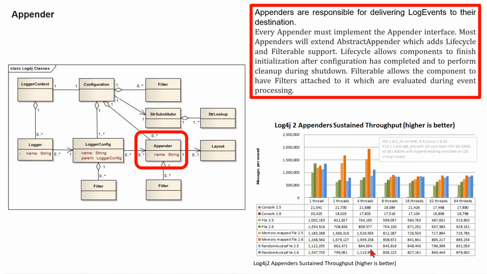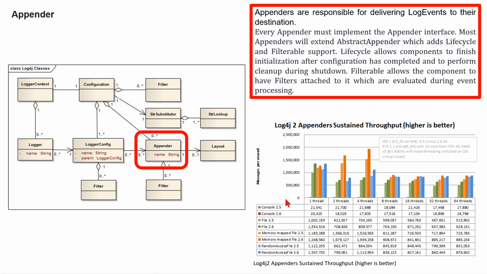Considering Log4j appenders, sustained throughput, higher is better. This is on a Xeon CPU. This is Linux. Assuming you selected Log4j2 as your logging framework, next you may be interested in learning what performance trade-offs there are in selecting a specific Log4j2 configuration.